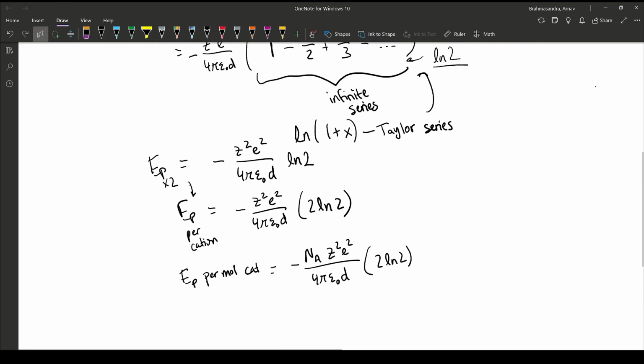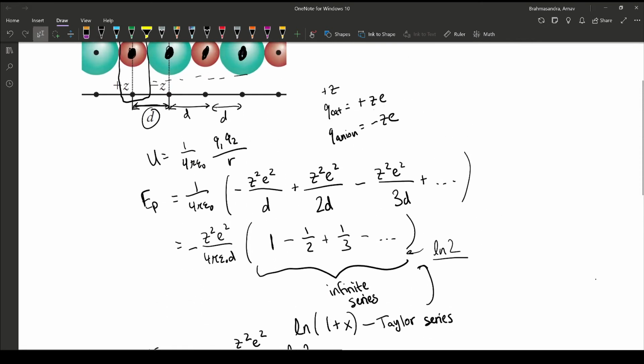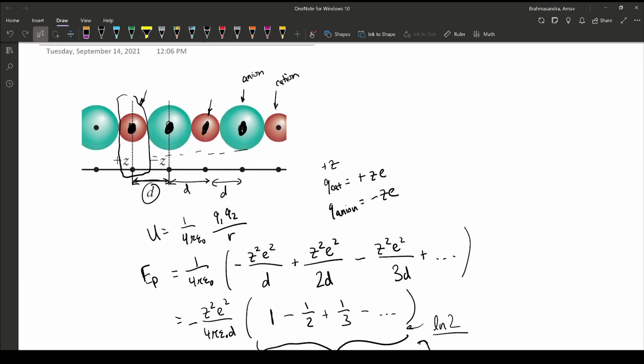So now we have to look at the anions, right? Because we looked at the cations, at the potential energy per mole of cations. Then we have to look at the potential energy per mole of anions, because both of these contribute to the total potential energy. If we look at the anions, though, you might see that this is exactly the same as when we looked at the cations. So let's take this anion, for example.